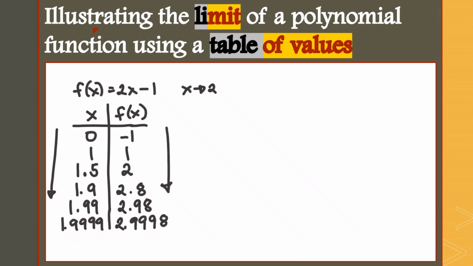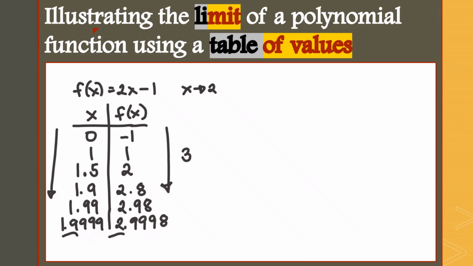As you can see, as x approaches 2 from the left, we could see a trend on our f of x as it gets closer to a certain value, which is 3. Because 2.9998 is closer to 3, and if we apply other values, it will still get closer to 3. This would mean that the limit of this function as x approaches 2 from the left is 3.